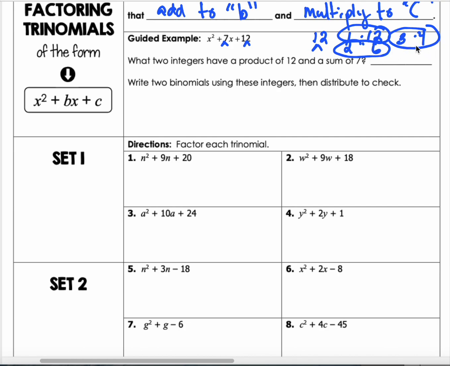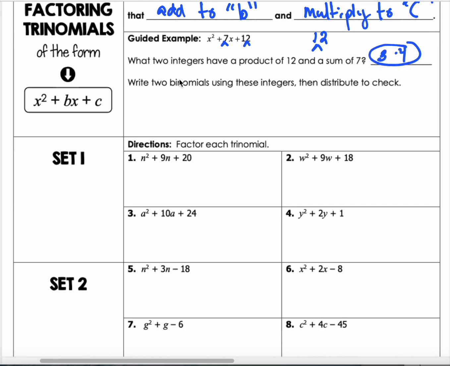But if I look at this 3 and 4, I know that 3 plus 4 is 7. So that would have to be my option. So let me go ahead and write that. I'm going to say that the answer I choose is 3 and 4. Let me bring that down here.